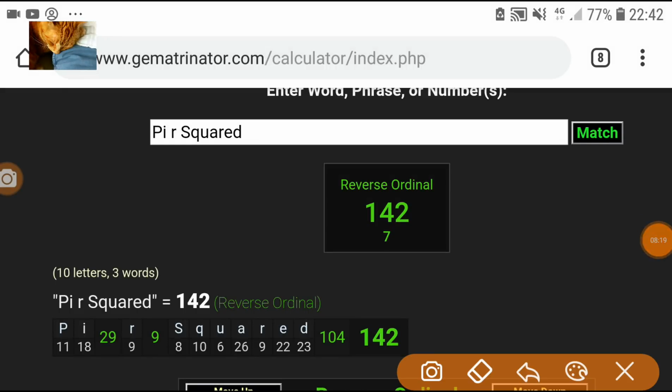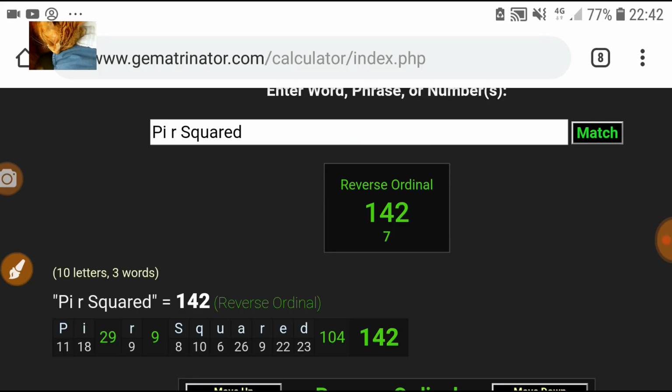So again, no such thing as coincidences, these are all calculations. That's a worldwide famous calculation for area of a disc. That comes to Valentine's Day in reverse ordinal.